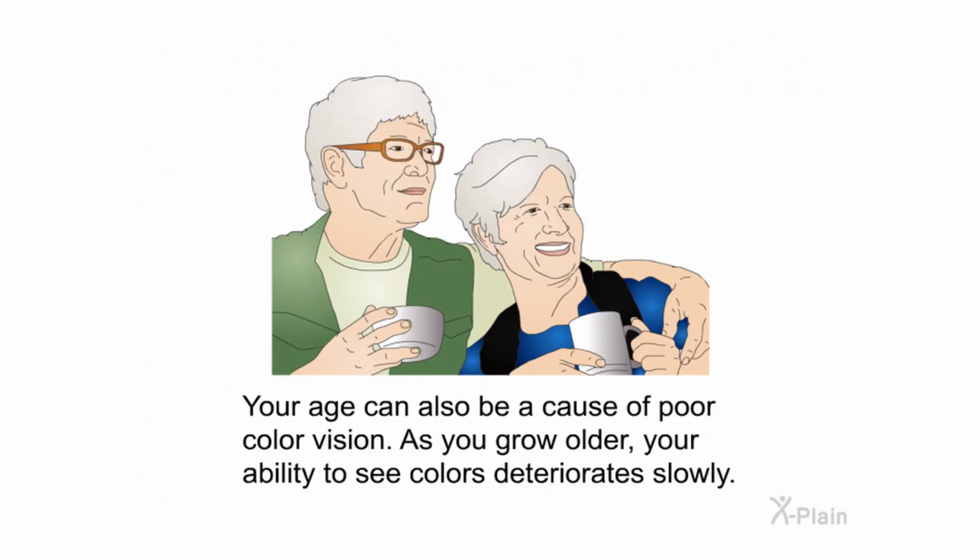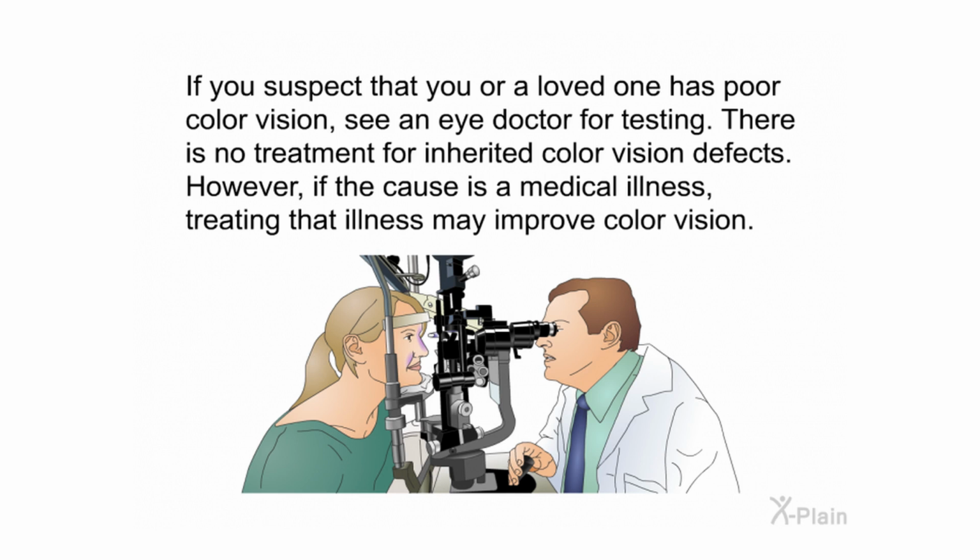Your age can also be a cause of poor color vision. As you grow older, your ability to see colors deteriorates slowly. If you suspect that you or a loved one has poor color vision, see an eye doctor for testing. There is no treatment for inherited color vision defects. However, if the cause is a medical illness, treating that illness may improve color vision.